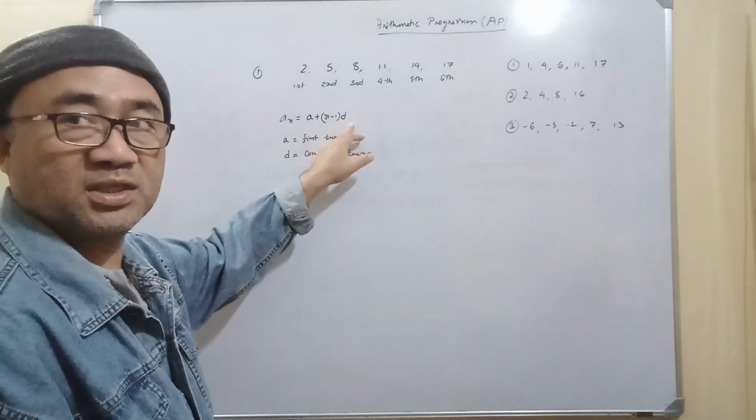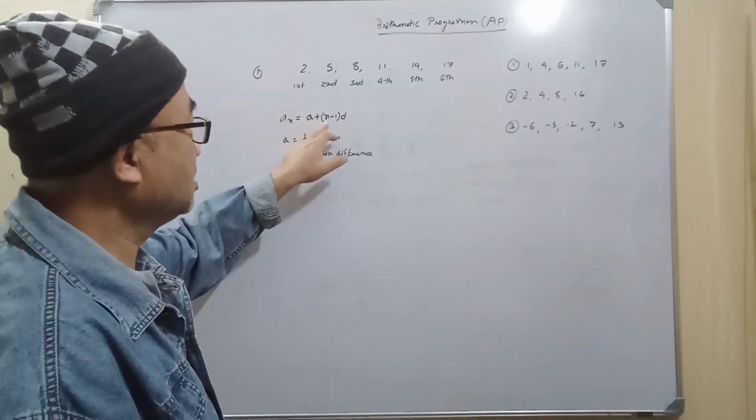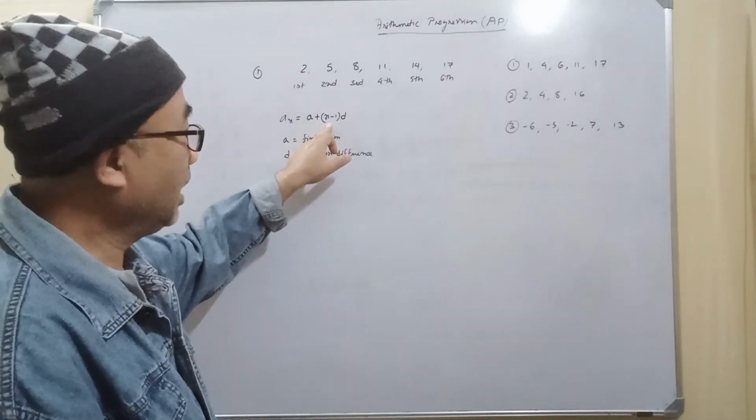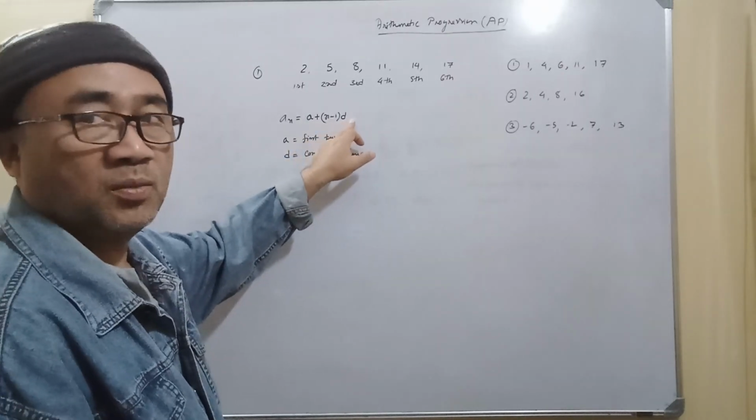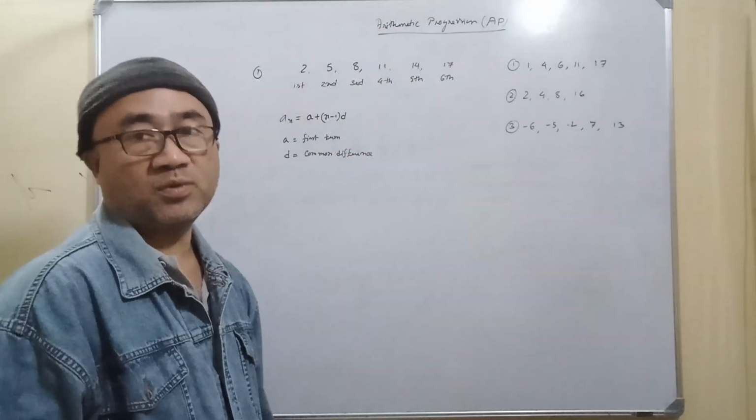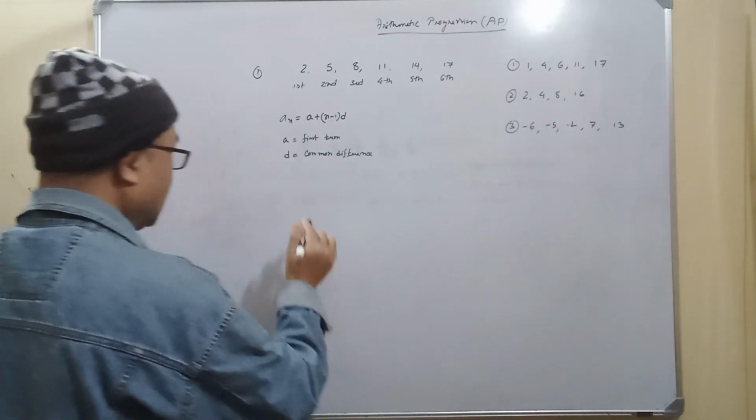Okay, you have to remember this formula. First term plus the position of the term that you want to find out minus 1 into the common difference. This can be applied to any arithmetic progression. Let us take an example.